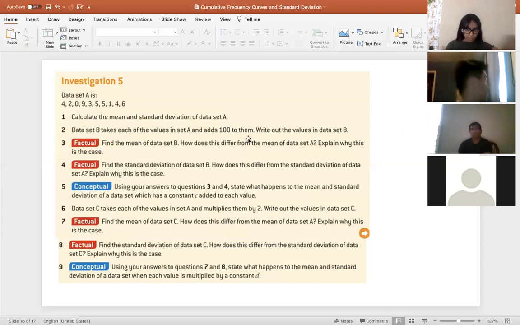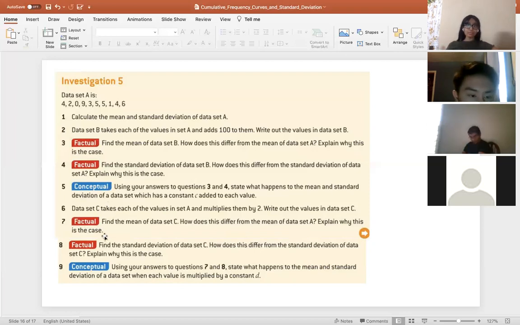Okay, so we basically did 3 and 4. We also talked about 4 and then 5. Using your answers to question 3 and question 4, state what happens to the mean and standard deviation of a data set which has a constant c added to each value. Oh, so we basically talked about that too. When you add any number, the mean is going to increase, but the standard deviation will stay the exact same. Okay.